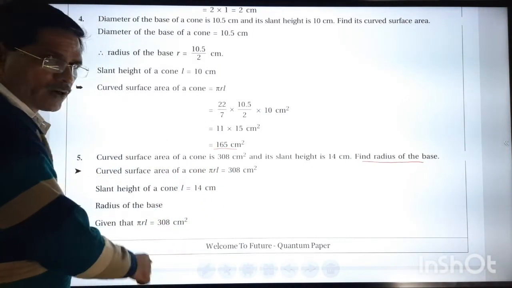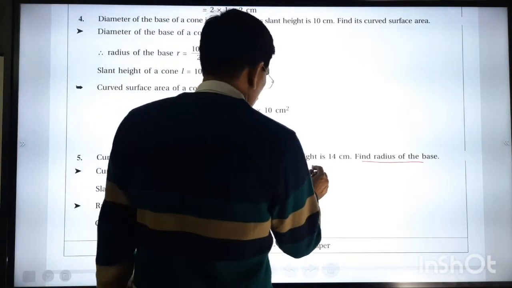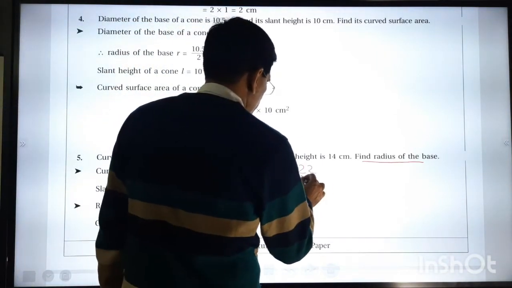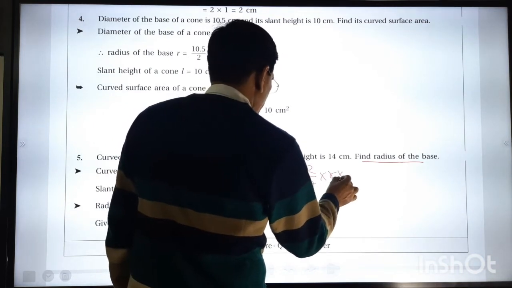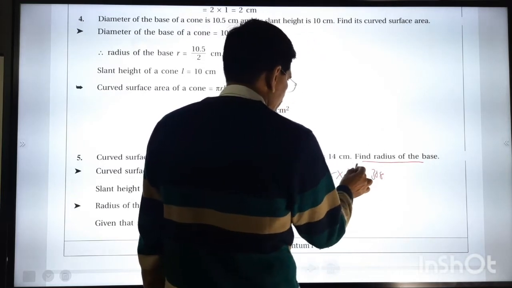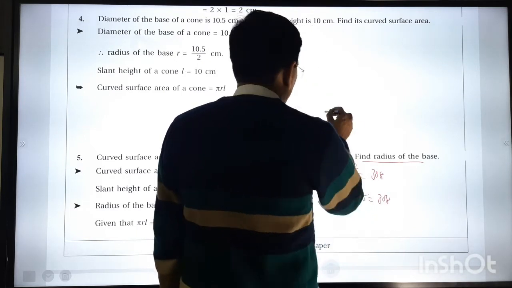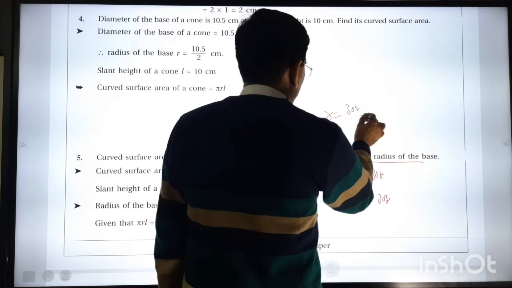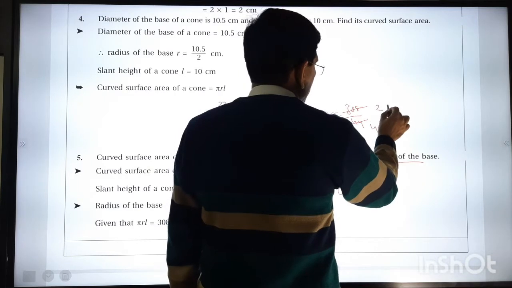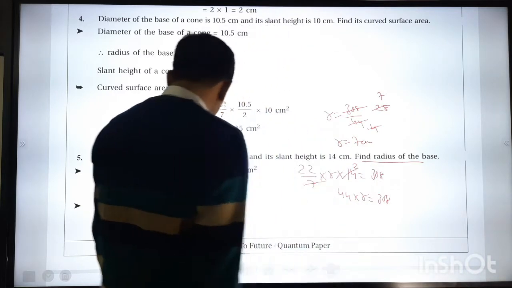So the formula is already there, or not? See, pi RL is 308. The value of L is 14. So 22 by 7 into R into slant height 14 is equal to 308. If I divide it by 2, so 44 into R is equal to 308. R is equal to 308 upon 44. If I divide it by 11, that is 4 divided by 11, 28, 4 7s are. So R is equal to 7 centimeter.